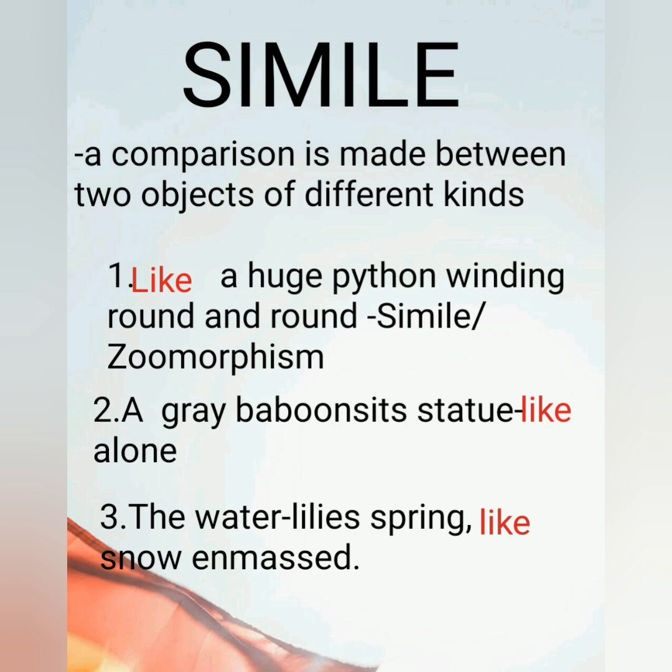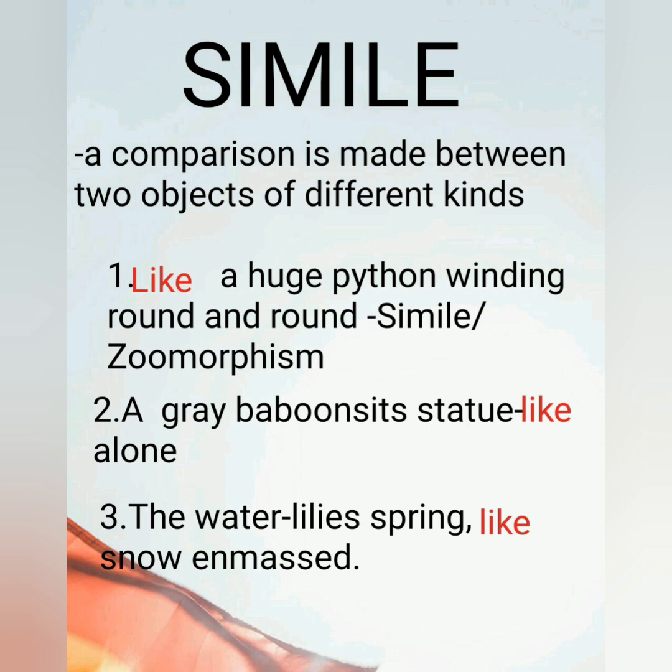For example, she is a lotus. This line is a metaphor. We can expand this sentence into a simile also. If I say she is graceful like a lotus, it becomes a simile. In this poem, we find similes in the lines like a huge python winding round and round. Here, a creeper is compared to a python, so it is a simile.